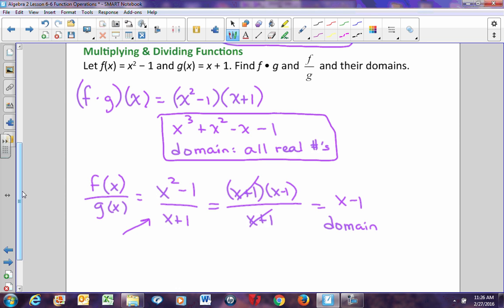domain has to fit, okay? The domain of the sum, difference, product, or quotient functions consists of the x values that are in both the domain of both f and g of x. Now here, the domain here is if x equals -1, I get 0 in the denominator. I can't have a 0 in the denominator, so my domain here is all real numbers except x equals -1.